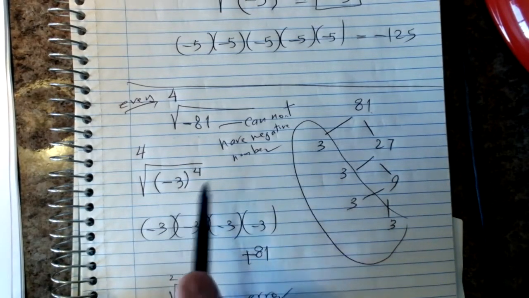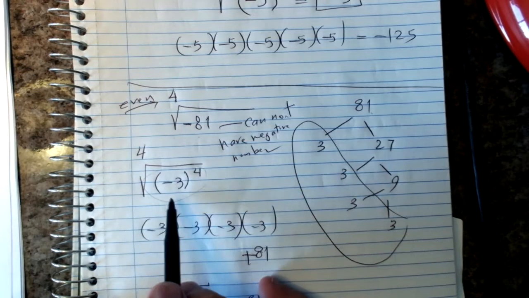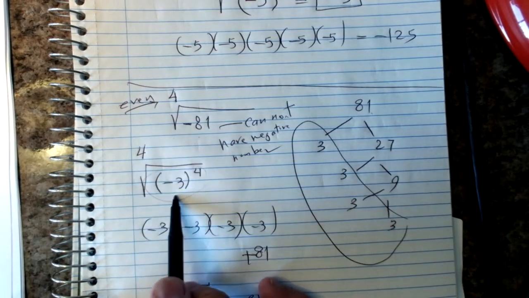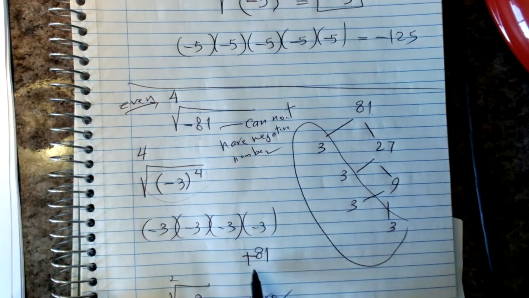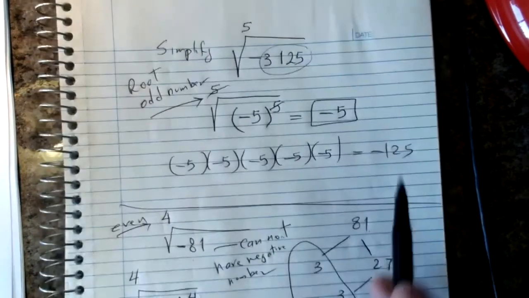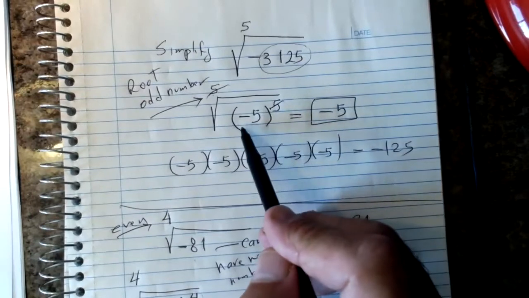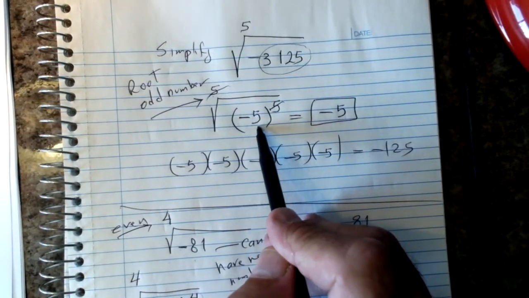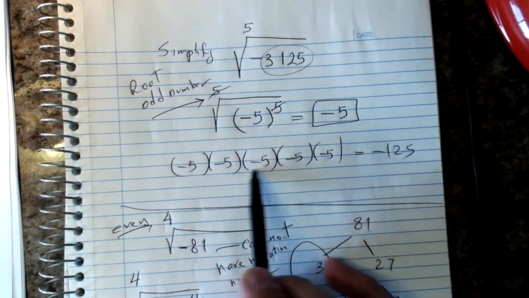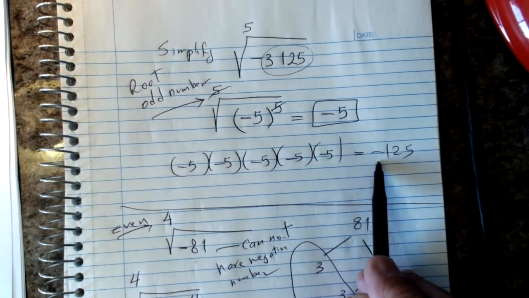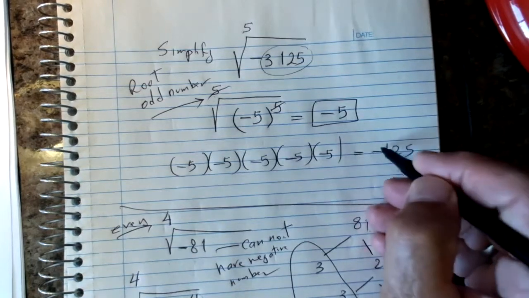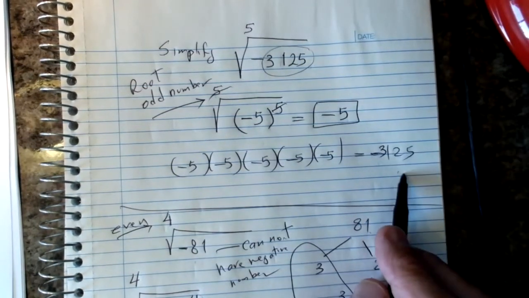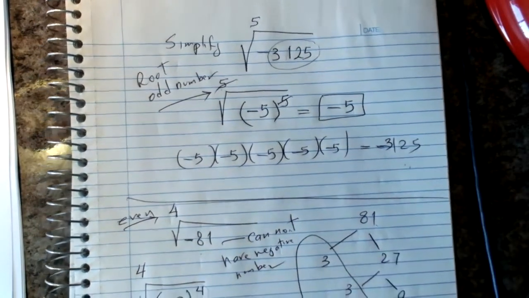And we prove it to you. Can we write it like this? No, because if you put a parenthesis around negative 3 and multiply by itself 4 times, it doesn't give you minus 81. But that's not the case here. Look, if I put parentheses around negative 5 and raise it to power of 5, that gives you minus 3125. See? So it would be okay. So this is something you need to remember.